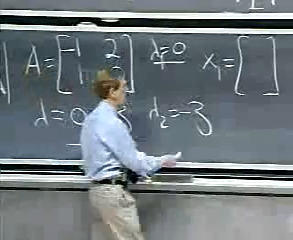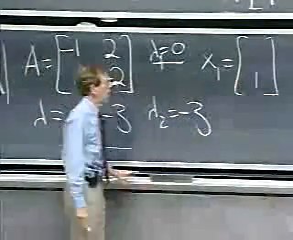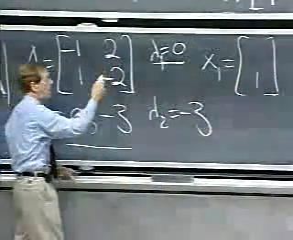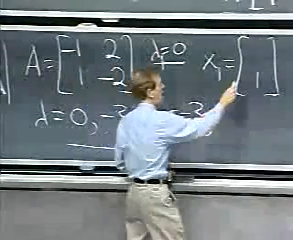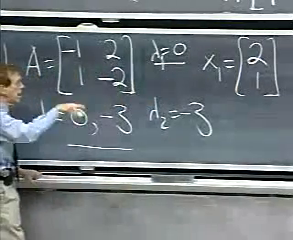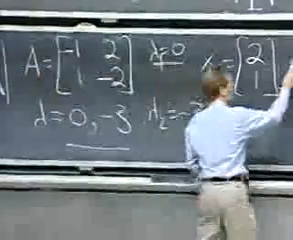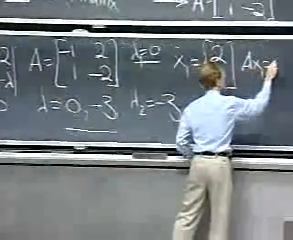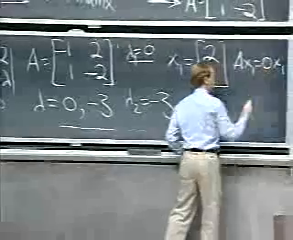I guess I probably give the free variable the value 1, and I realize that if I want to get 0, I need a 2 up here. Okay? So Ax1 is 0 times x1. Ax1 is 0 times x1. Fine. Okay.